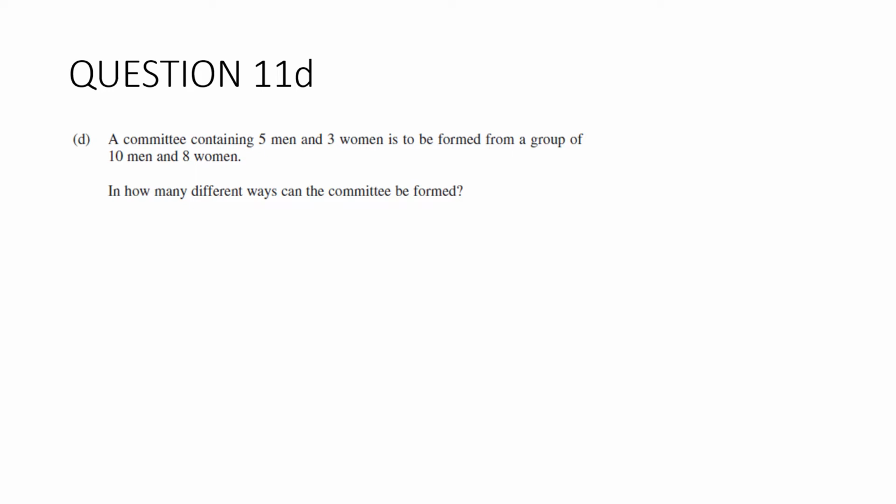11d, a committee containing 5 men and 3 women is to be formed from a group of 10 men and 8 women. In how many different ways can the committee be formed? So from the 10 men, we want to choose 5, and from the 8 women, we want to choose 3. And putting that into the calculator, 10c5 times 8c3 equals 14,112.